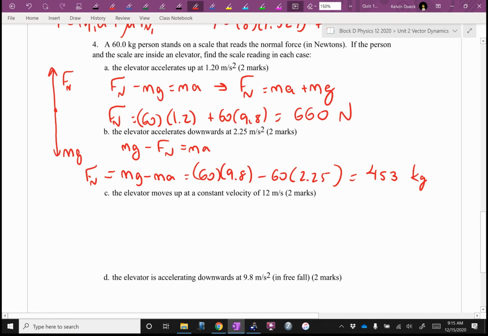What if we accelerate down even faster? Would they feel heavier or would they feel lighter? And convince me. What do you think? If we accelerate down faster, more than 2.25, are they going to feel heavier or are they going to feel lighter? McKenna, what do you think? Lighter? Convince me. I agree with you.